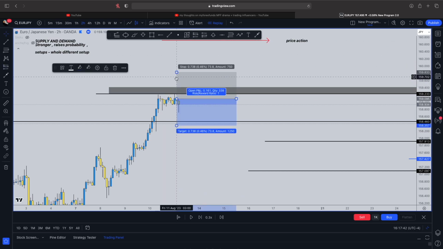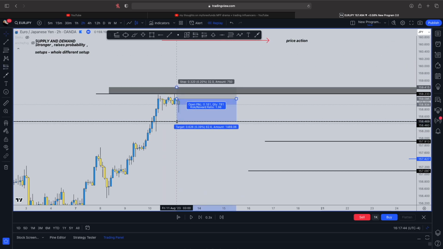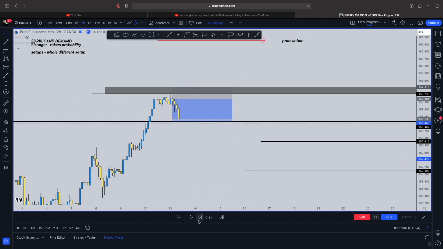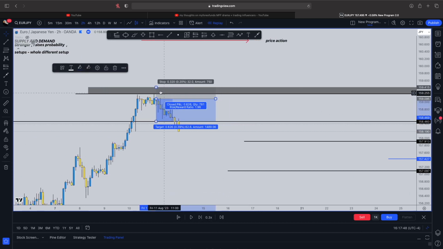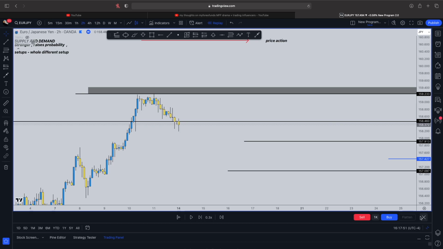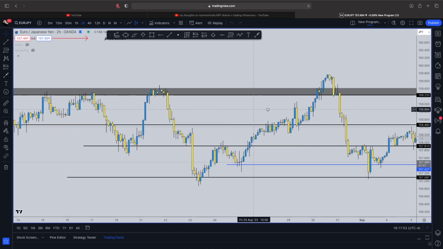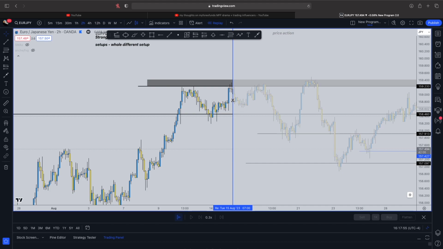You can set a short position up here based on the supply and demand area and take profit at the next area of support and resistance. And price is going to end up hitting that level. Actually, it even goes more.